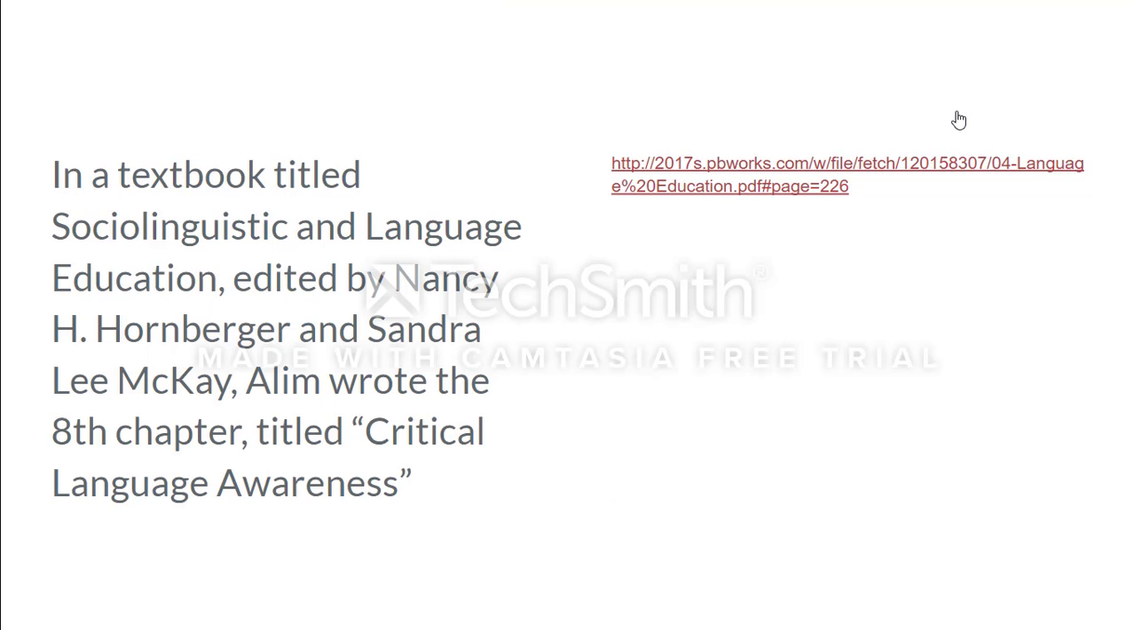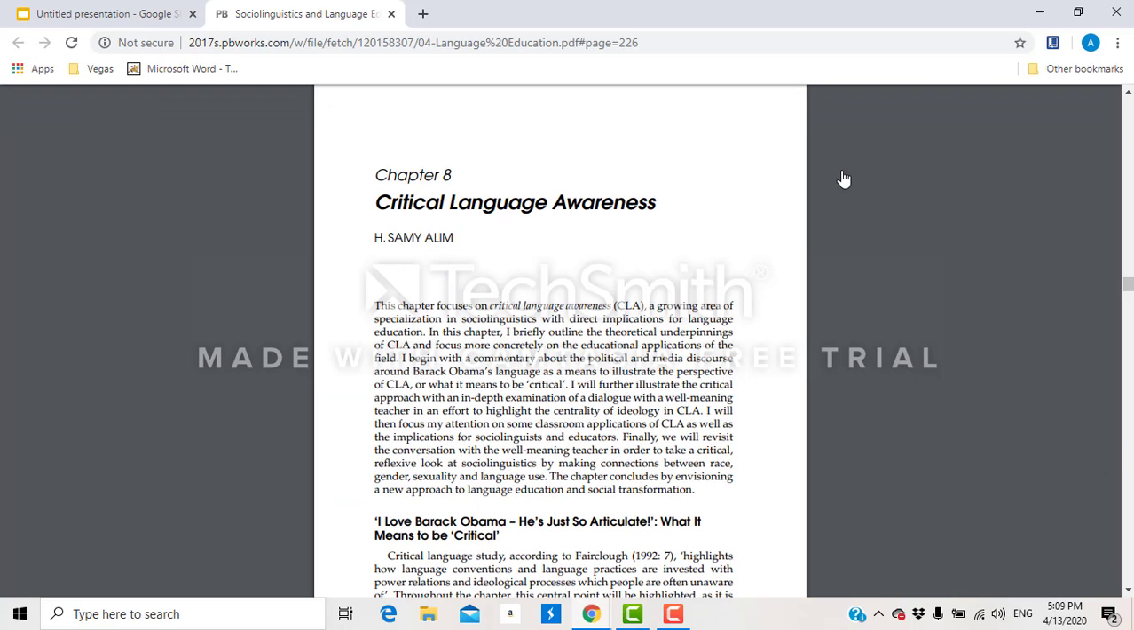And in a textbook that I found titled Sociolinguistics and Language Education, Alim wrote the 8th chapter titled Critical Language Awareness. I wanted to read the first part of it.